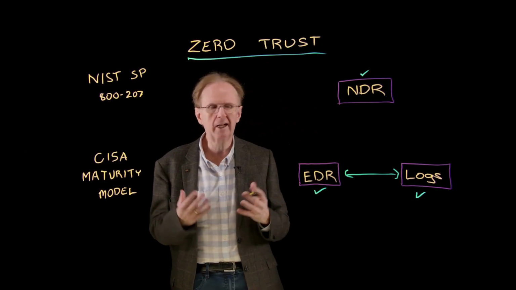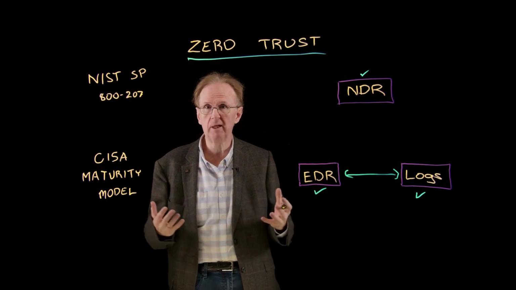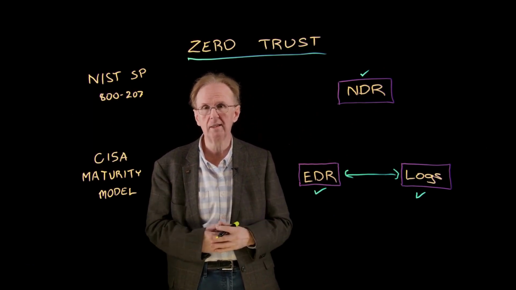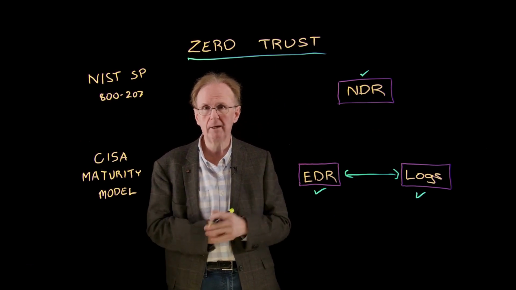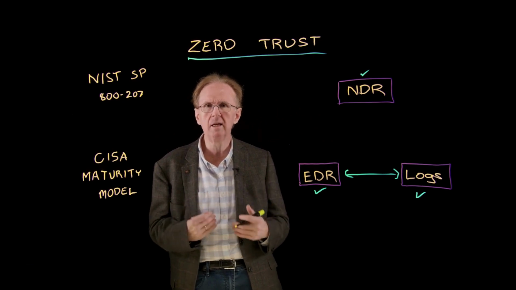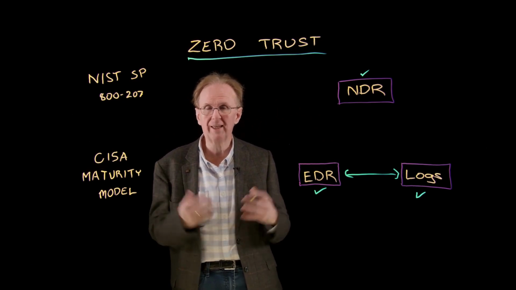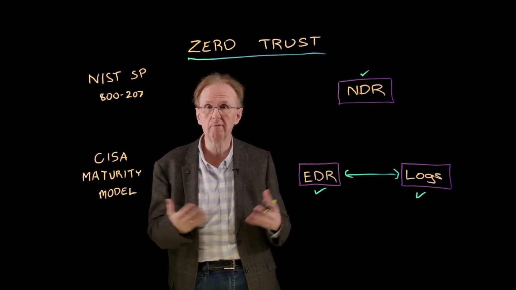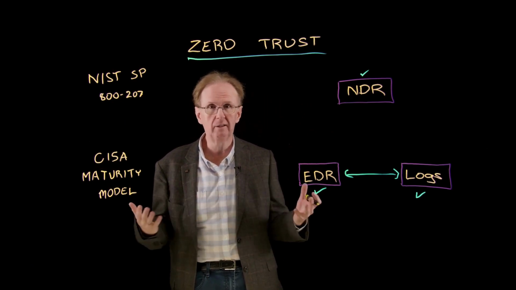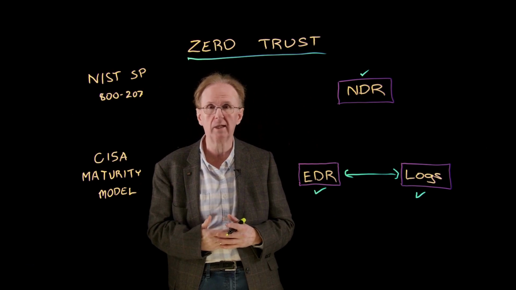Not all endpoints will actually support EDR agents. BYOD, for example, mainframes, NAS arrays, all of these things contain sensitive data and need to be part of your Zero Trust. So what about logging? The problem with logging is that logging is mutable. You cannot trust logging from a compromised endpoint. We saw this with the SolarWinds breach. The first thing the attacker did was turn off logging.